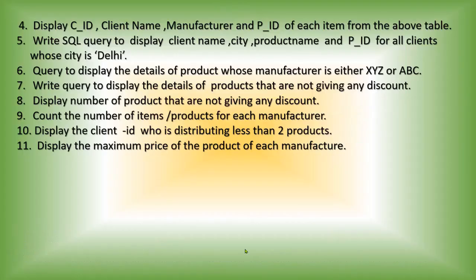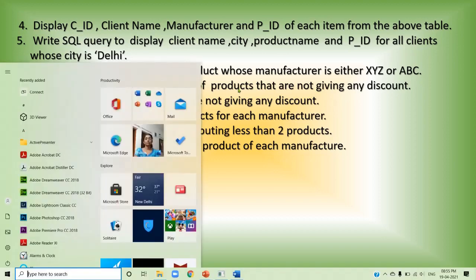Next question. Write the SQL query to display client name, city, product name and PID for all clients whose city is Delhi. Again, you want to refer to both the tables. Client name and city are from the client table. Product name is in the product table. PID is there in both the tables. For all clients whose city is Delhi. So I'll write the query here.